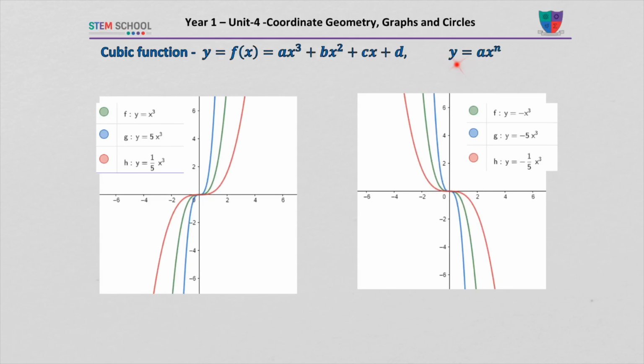This is a graph looking at, again, where b, c, and d are equal to 0. So we now have ax cubed, and when a is 1, this is what the green one is. So if you change the magnitude of a and you multiply it by 5, the graph travels much faster. But when you multiply it by a half, a fifth, the graph travels much slower.